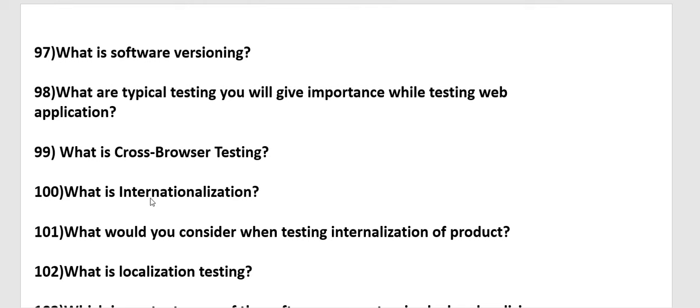Internationalization is a process of designing a software application so that it can be adapted to various languages and regions without any changes. In simple words, it is a process of designing and developing a product or content such that it enables localization for any given culture, region, or language.